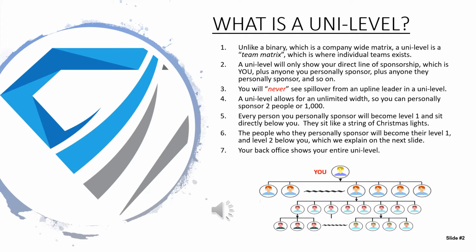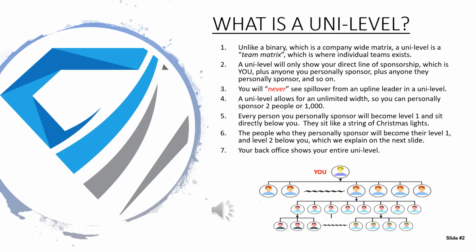You will never ever see a spillover from an upline leader into your Uni-Level, because your Uni-Level again starts with you and only shows the people that are part of your direct line of sponsorship from you all the way down. A Uni-Level allows for an unlimited width, so you can personally sponsor 2 people or 1,000 if that's what you strive to do.